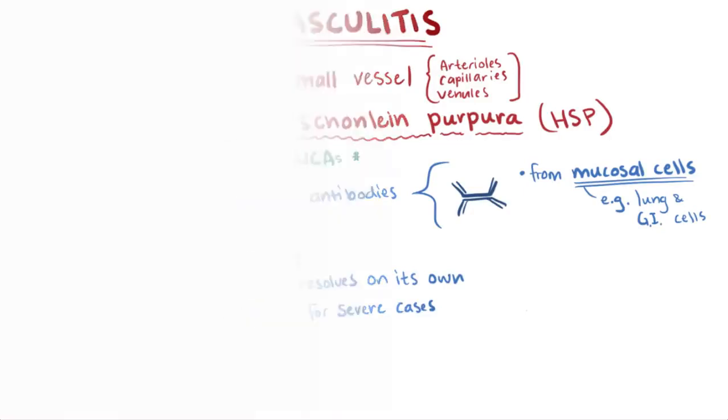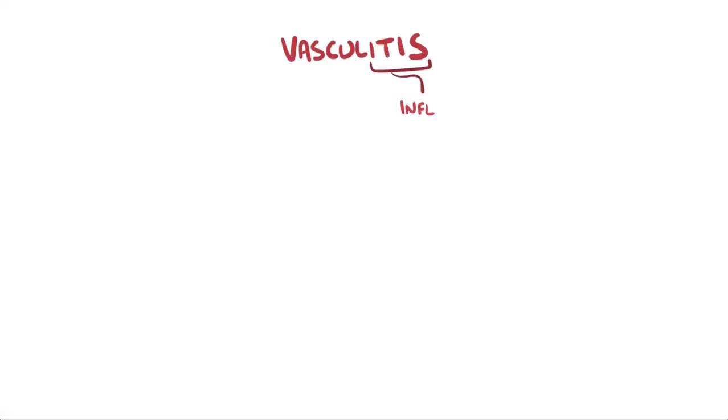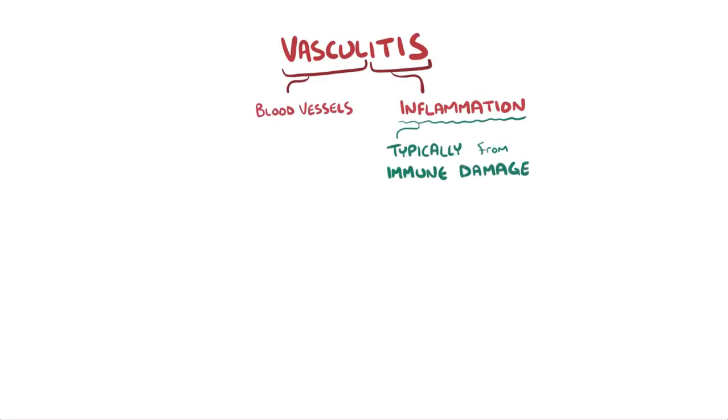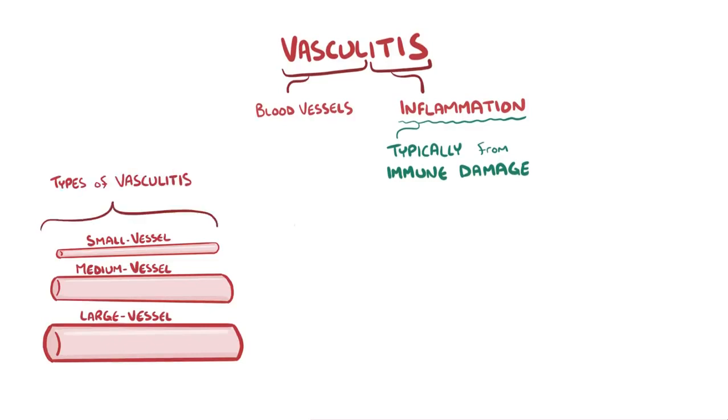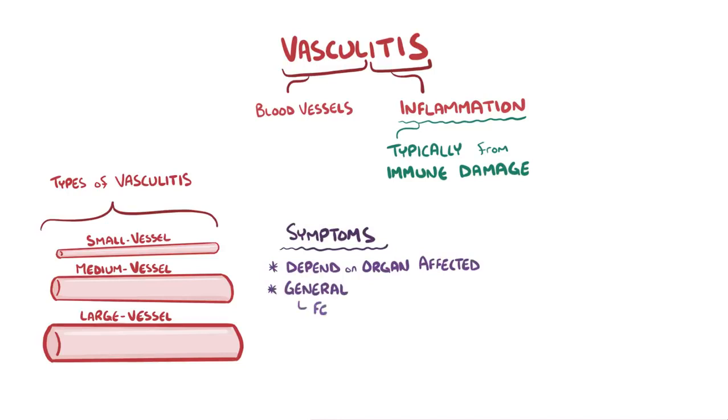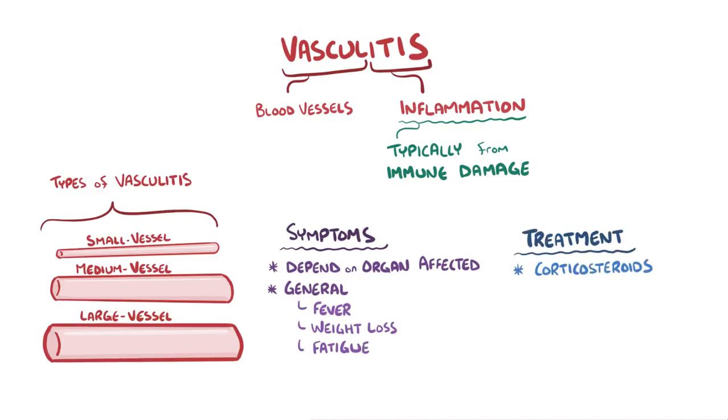Alright, as a quick recap. Vasculitis means inflammation of the blood vessels, typically caused by immune-mediated damage to the endothelial cells. Based on the size of blood vessels they affect, there are small vessel, medium vessel, and large vessel types of vasculitis. Symptoms vary based on the organ supplied by the affected blood vessel, but more general symptoms include fever, weight loss, and fatigue. And treatment for vasculitis includes corticosteroids.